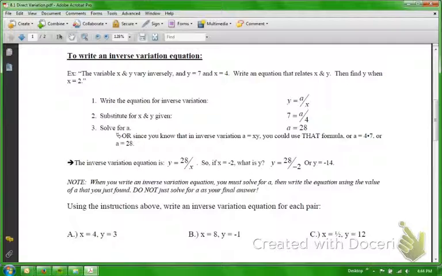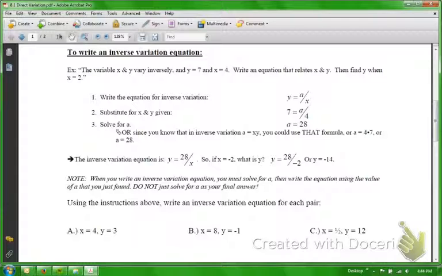Now, to write these equations, it's pretty simple. You'll generally be told that the variables x and y vary directly or inversely, and that's the formula you're going to use. So in this case, we said they vary inversely. It's going to vary inversely, and we know what x and y are. It says then write an equation that relates x and y, so that's the second part, and then find y. That's the third part. Don't stop too soon.